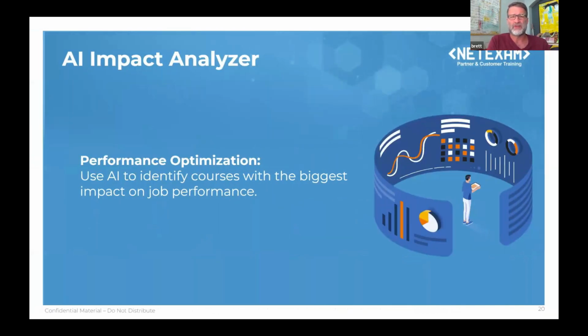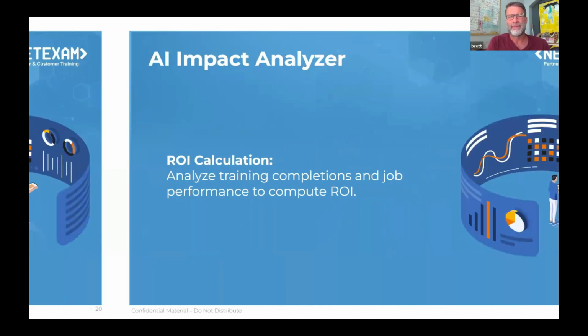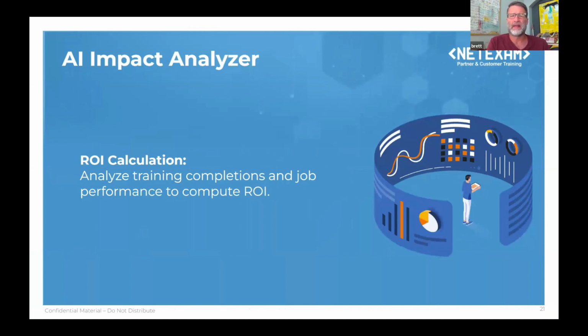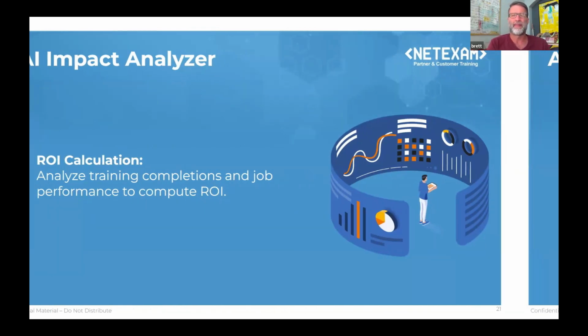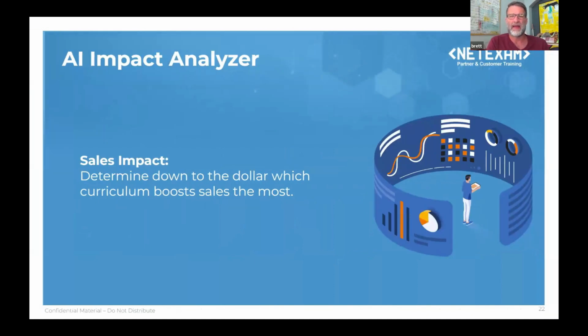Performance optimization. We used AI to identify the courses with the biggest impact on job performance, which helps you make better decisions on what courses people need to be taking out of your LMS. ROI calculations. You can analyze training completions and job performance to compute the ROI of the training. How much money you're investing in your training and what are you getting back out of that investment? And finally, sales impact. Determine down to the dollar which curriculum boosts sales the most. That way you can make sure that your students are consuming those trainings.